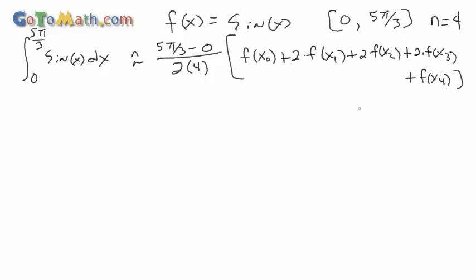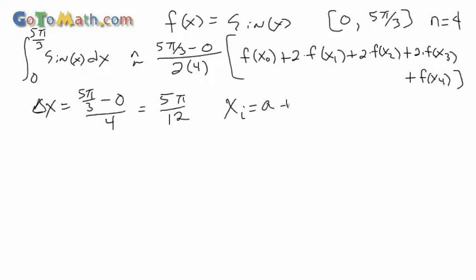All right. Now, let's talk about something real quick. Delta x is equal to, now this is the right endpoint, is what it's called, delta x is 5 pi thirds minus 0 over 4. So this ends up being 5 pi, and take that 4 down into the denominator, and that's going to be 12. So this is going to end up being our delta x, and our x of i, remember, is a plus delta x times i.